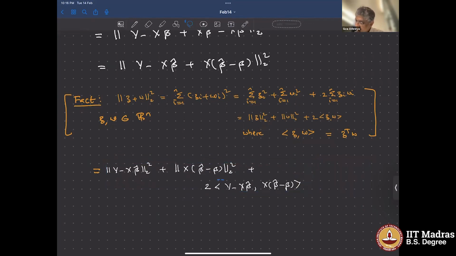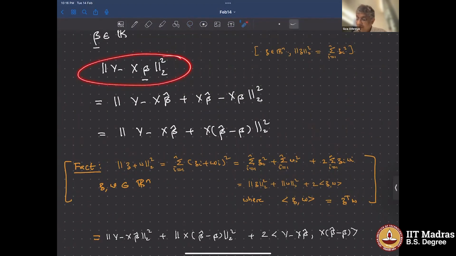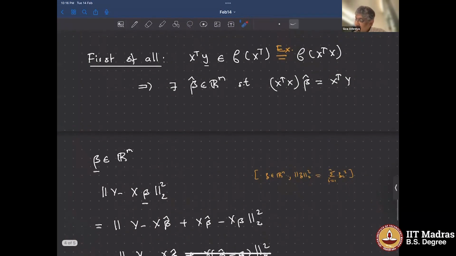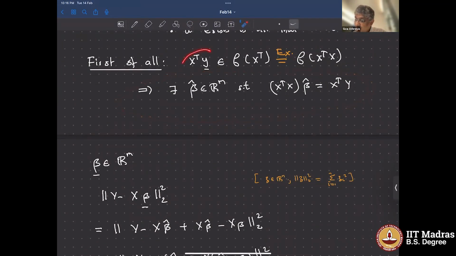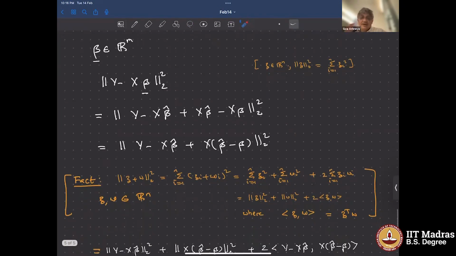Very nice. Very cool. So what have I done so far? All I've done, I just started off with the distance that I wanted to minimize. I took a vector bit. Then I plugged in my beta hat, which is a solution from this equation, right? This way. And the solution exists because x transpose y is clearly a linear combination of columns of x transpose. So it's column x transpose space, which is same as column x transpose x, like a linear algebra exercise. And that means this is true. Very good. So that's what I got, right?